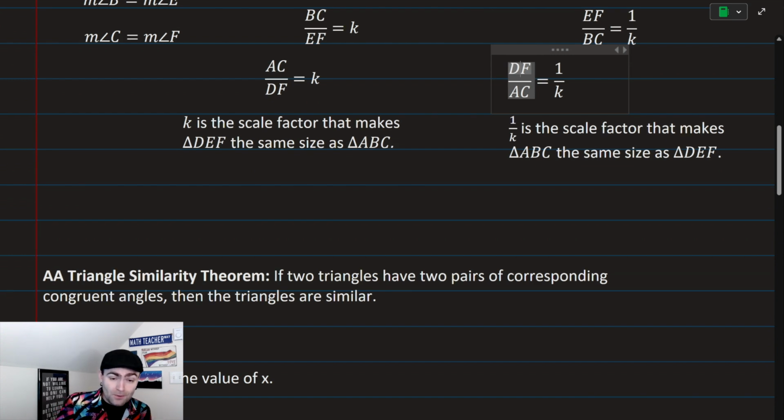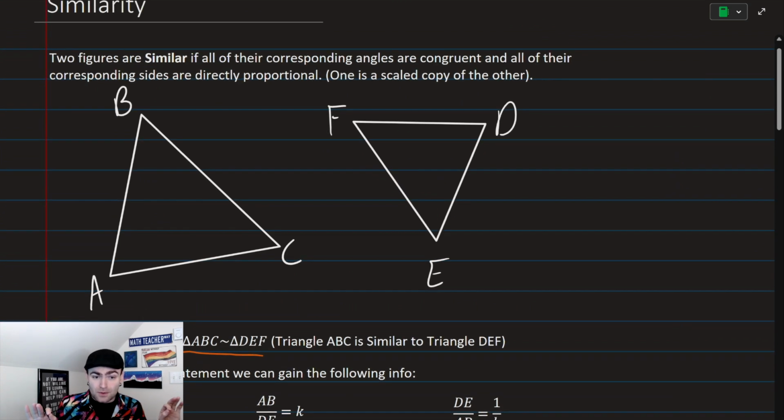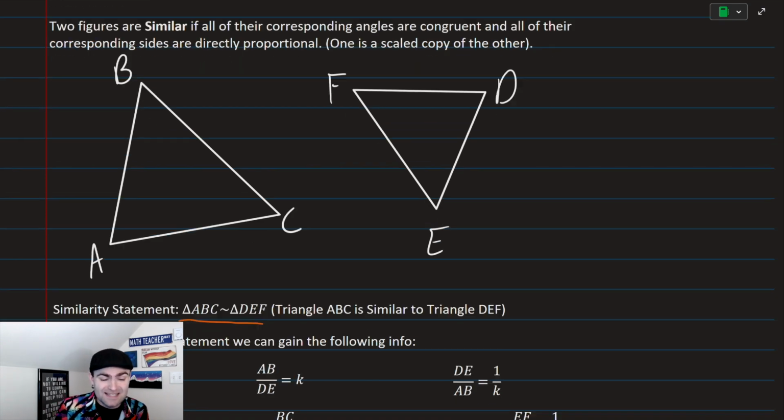If you don't have all of this information, without any shortcuts, you know that two figures are similar if all of their sides are proportional and all of their angles are congruent, or corresponding parts are congruent. Just like with triangles, though, we can have some shortcuts so we don't have to have all 6 pieces of information to say that two triangles are indeed similar.